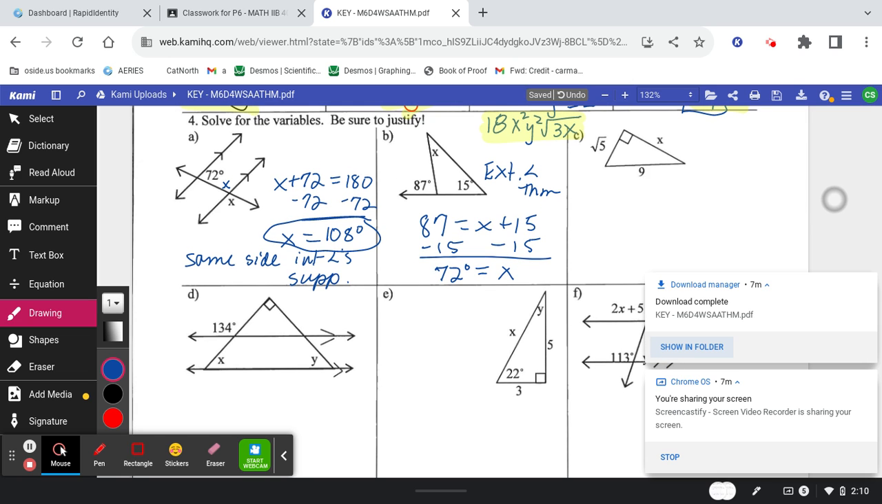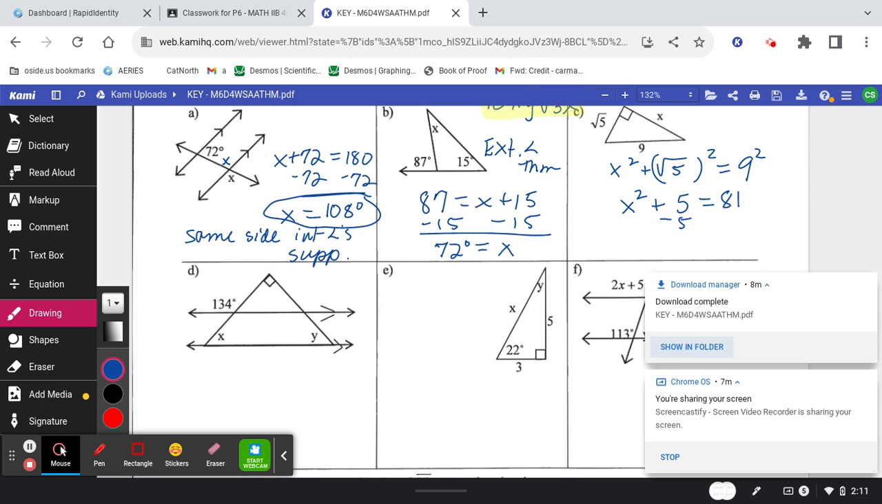Next one, I guess we could do Pythagorean. X squared for my first leg, root 5 squared for my second leg, and 9 squared for my hypotenuse. We're trying to solve for x. Well, the square root of anything squared like that is just going to be 5. So root 5 squared is just 5. It's like it cancels out the radical. And then minus 5 from both sides. So that's going to be 76, which means you have two different options to do this.